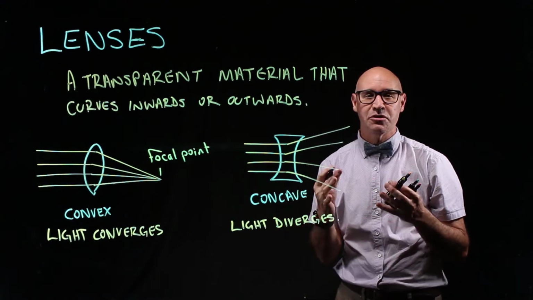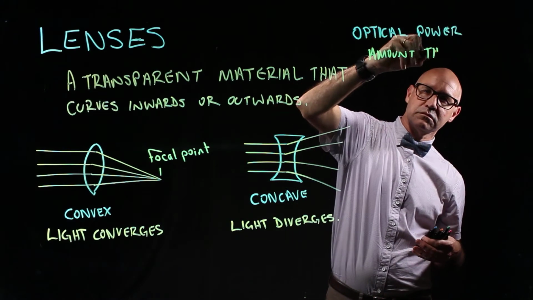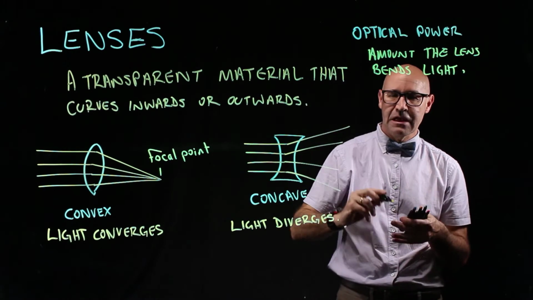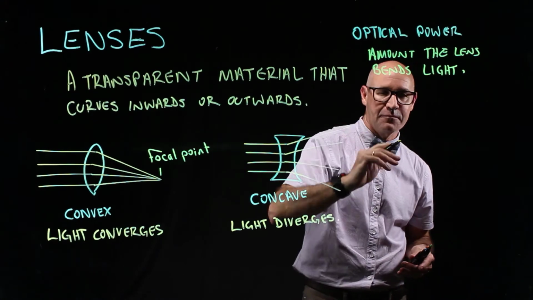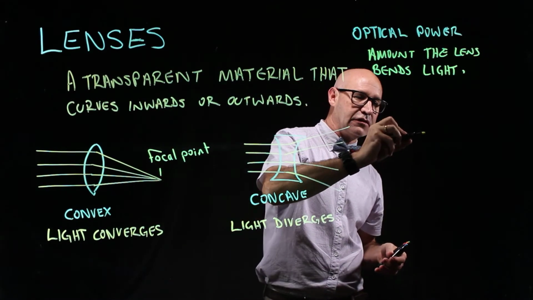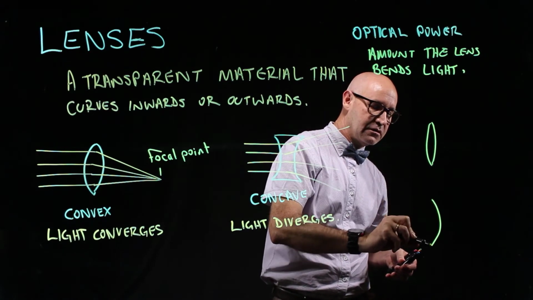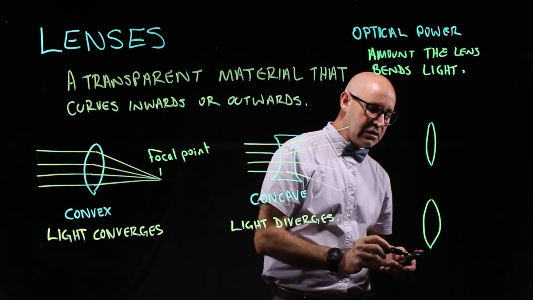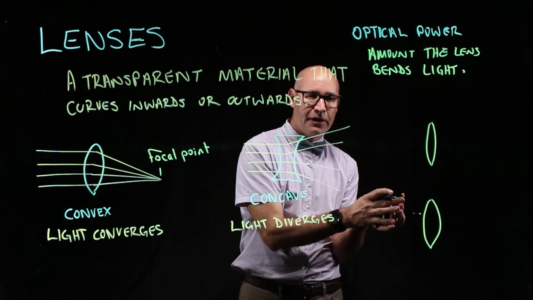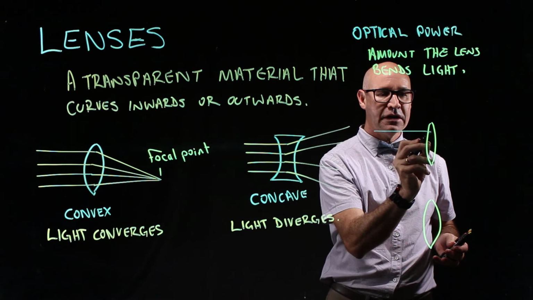Another property of a lens is its optical power. In other words, how much it bends the light. So let's have a look at two little examples here. So we'll have a thin and a thick convex lens. So we'll do the thin lens and we'll do the thicker lens. Probably make a prediction about which one has got a higher optical power, which one is going to bend the light more. Let's do our incident rays.